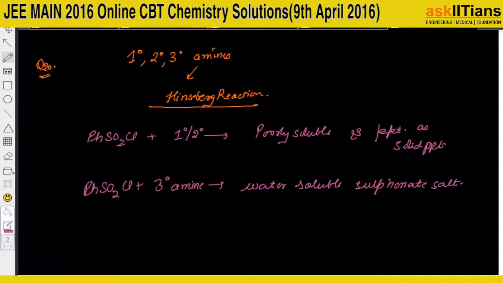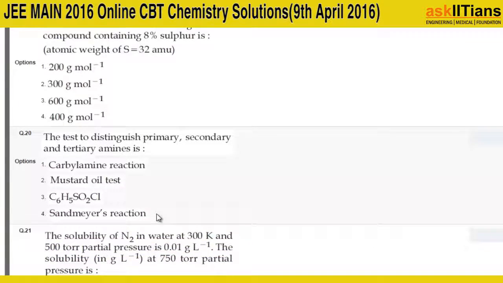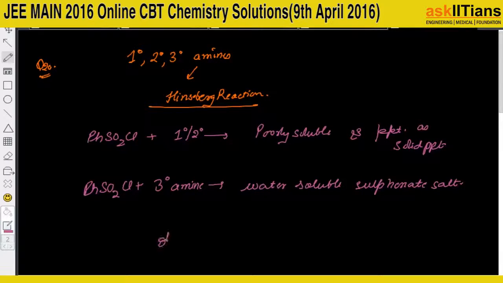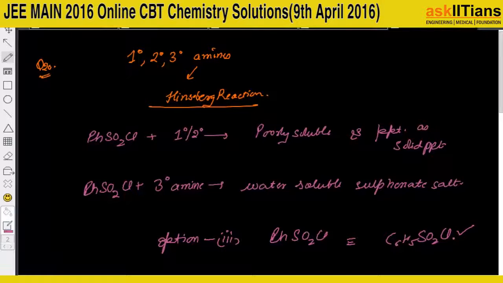Let us go for the options available. So the options are carbylamine reaction, mustard oil test, C6H5SO2Cl and Sandmeyer's reaction. So students, option number 3 is the correct option in this case, because whatever I have written as PhSO2Cl is nothing but C6H5SO2Cl, and hence marking option number 3 as the correct option for this particular question.